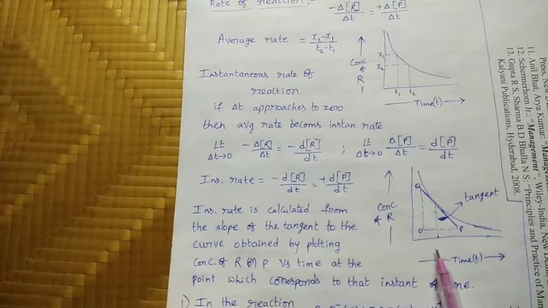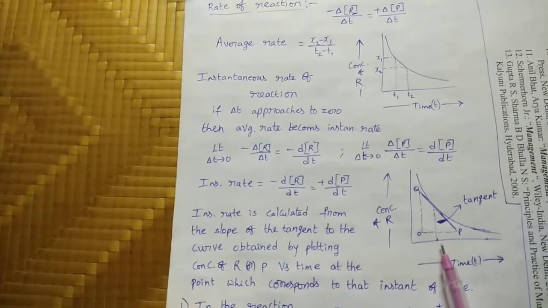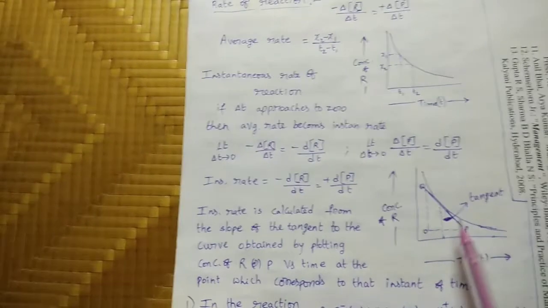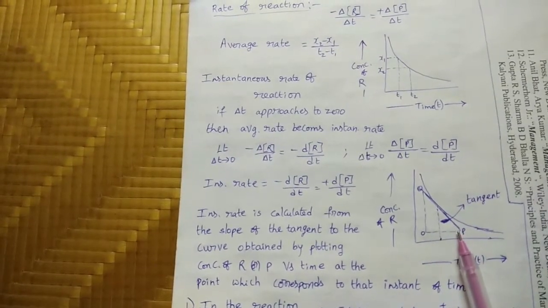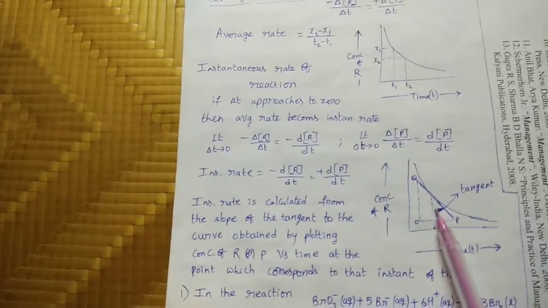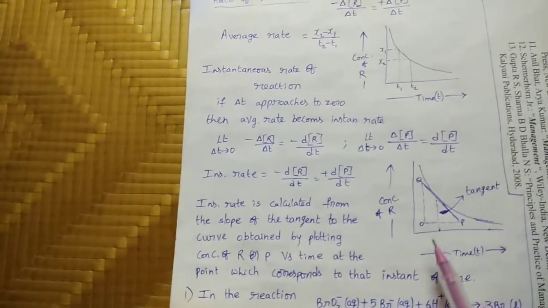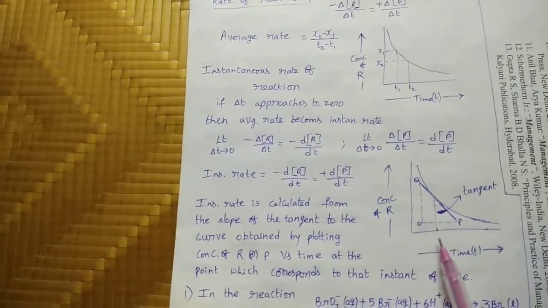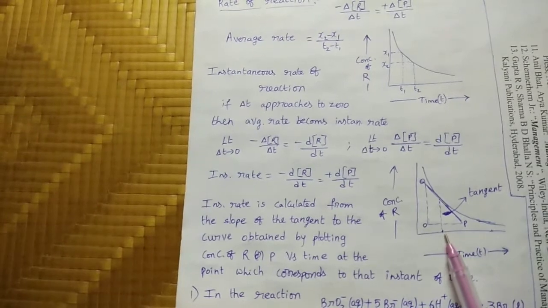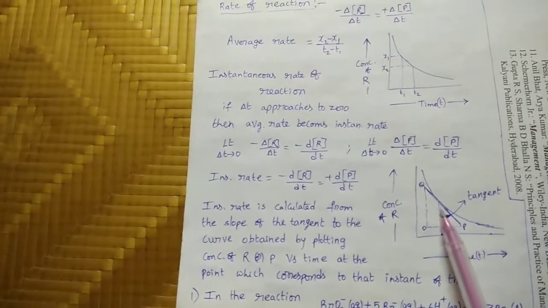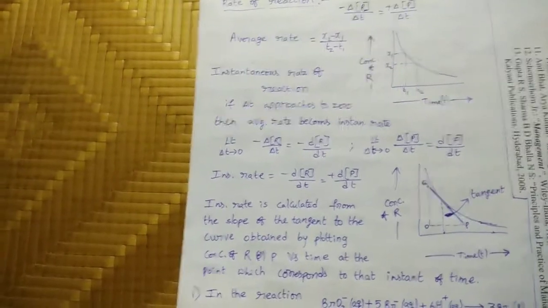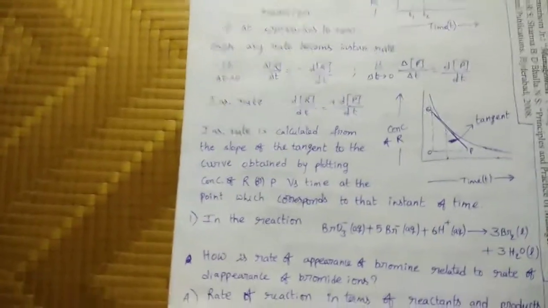So this line, the slope of this tangent to this curve. We are calculating the slope. From that slope, we can get the instantaneous rate of reaction at a particular instant of time. At this particular instant of time, the slope of this tangent gives the instantaneous rate of reaction. Okay. Now see the question.